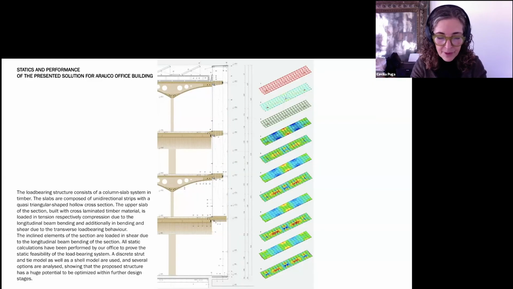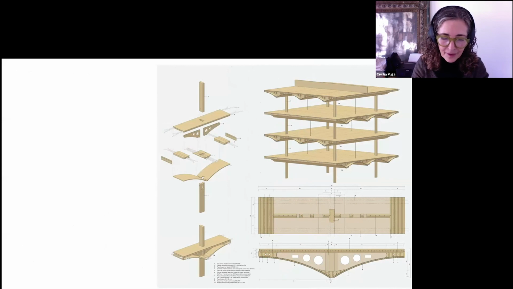In this image are represented the results of the static calculation performed by Joseph and his team of a selected wooden beam. A discrete prop and mooring model is used, as well as a shell model, and several options are analyzed, showing that the proposed structure has a huge potential to be optimized in additional design stages. On the left side, there is the development of the facade developed by Pierluigi da Conto. In this image, the elements represented in their maximum dimension are limited by the transport possibility.